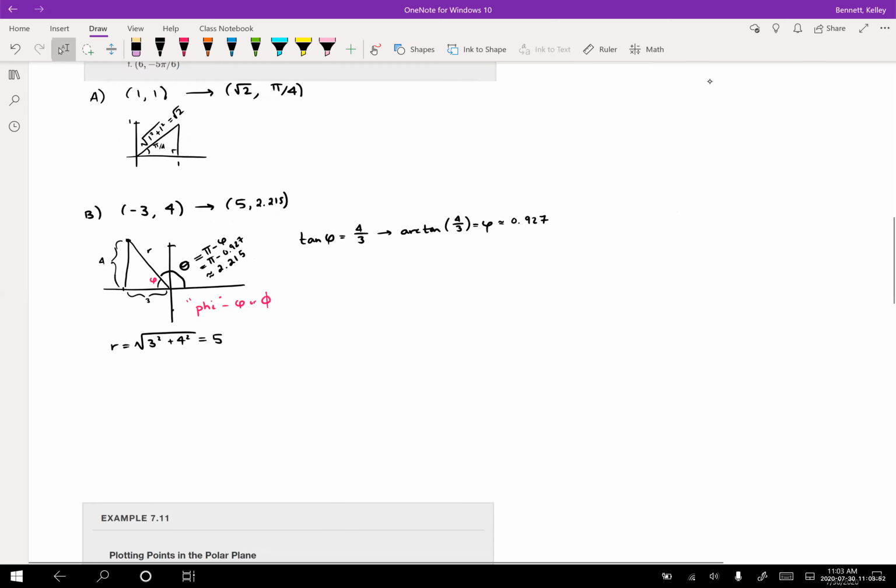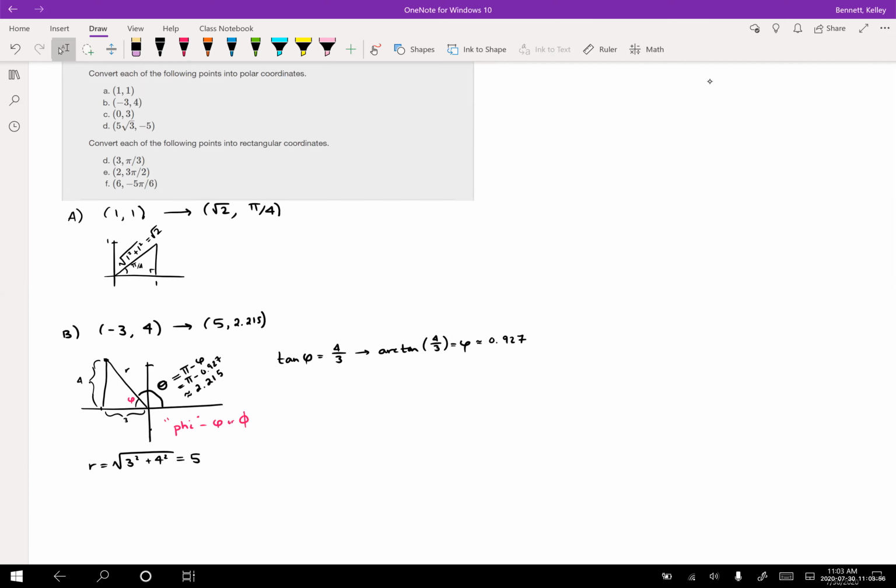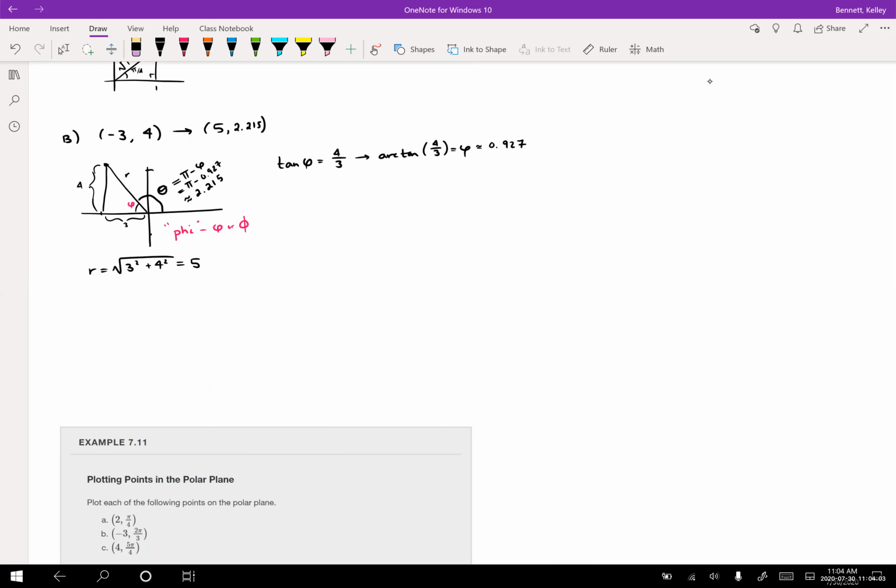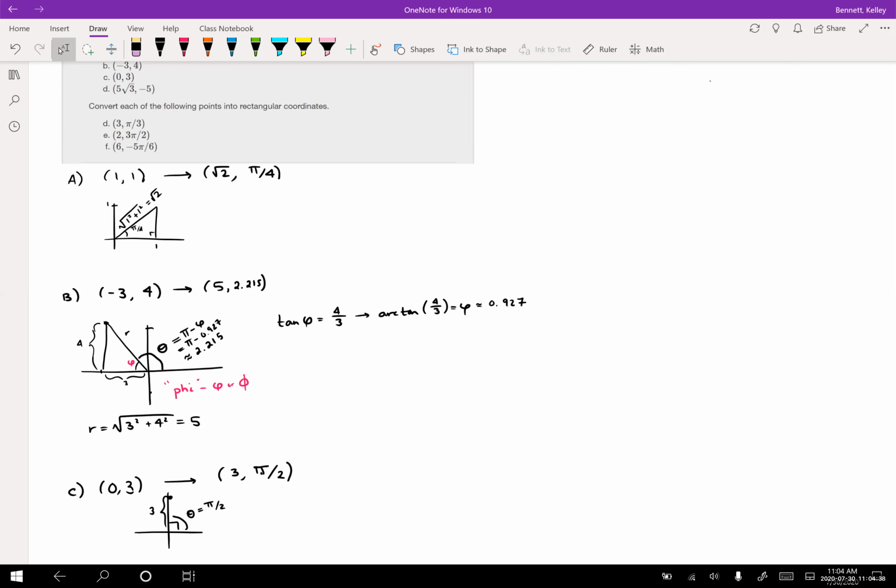All right, and then for our next example, oh, I'm running out of room. So for C, this is possibly the easiest one that you could do. So again, just plotting the point, it's right here. So this angle is just pi half, straight up, and the radius is 3. So this just becomes 3 comma pi halves.